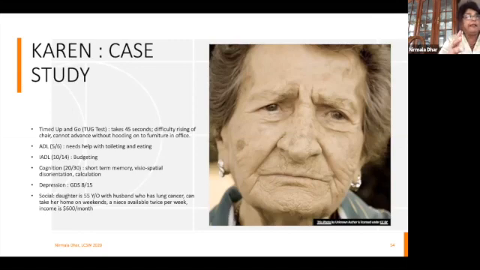So can you see this clinic evaluated her gait and balance, ADLs, IADLs, cognition, depression, social. So it's fairly comprehensive. Okay. Next slide.